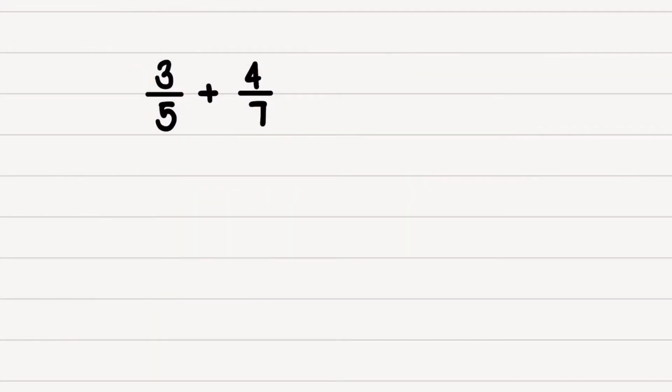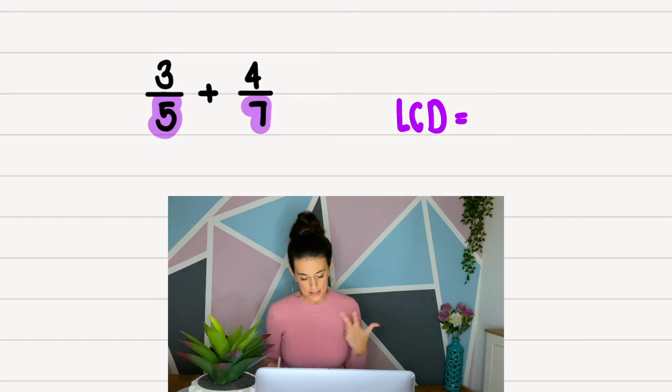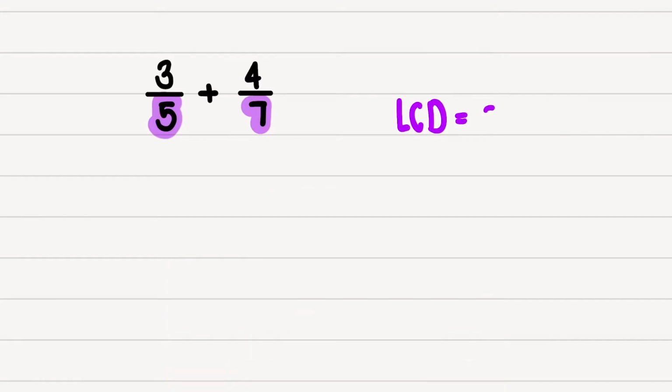Alright, if I look at this next example, I have 3 over 5 plus 4 over 7. So I'm going to look at my denominators of 5 and of 7. So I'm going to decide what the lowest common denominator, or the lowest common multiple, would be between 5 and 7. So what number do both 5 and 7 go into? 5, 10, 7 doesn't go into 10, 15, 7 doesn't go into 15, 20, 7 doesn't go into 20, 25, 7 doesn't go into 25, 30, 7 doesn't go into 30, 35, yes, 7 goes into 35. So the LCD, the lowest common denominator, is therefore 35.